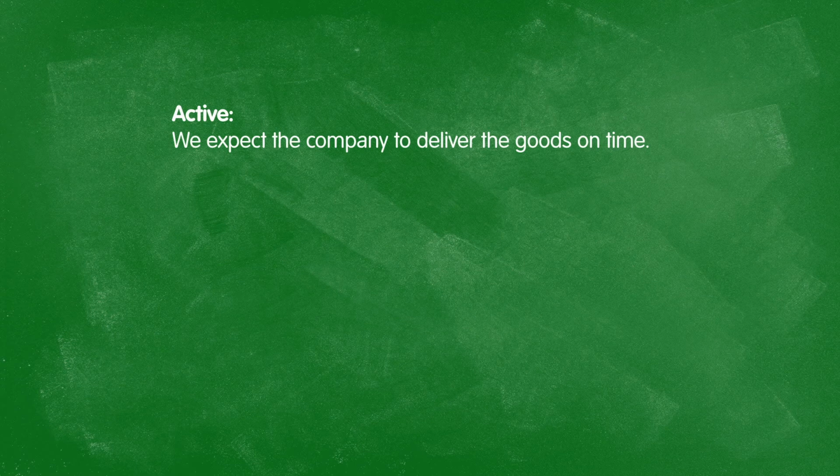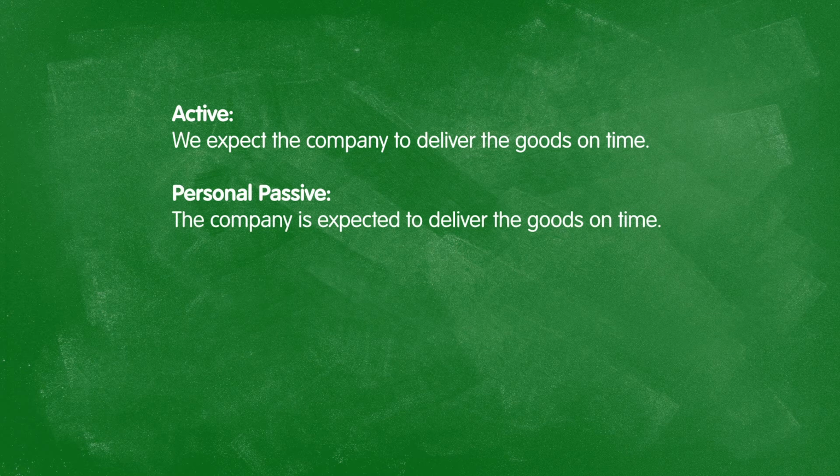So now let's move on to discussing the impersonal passive voice. The impersonal passive voice is used to put a little bit of distance between the speaker and what the speaker is saying. It's generally used a lot by media or by politicians. For example, if I say in active voice, we expect the company to deliver the goods on time. The personal passive would be the company is expected to deliver the goods on time.